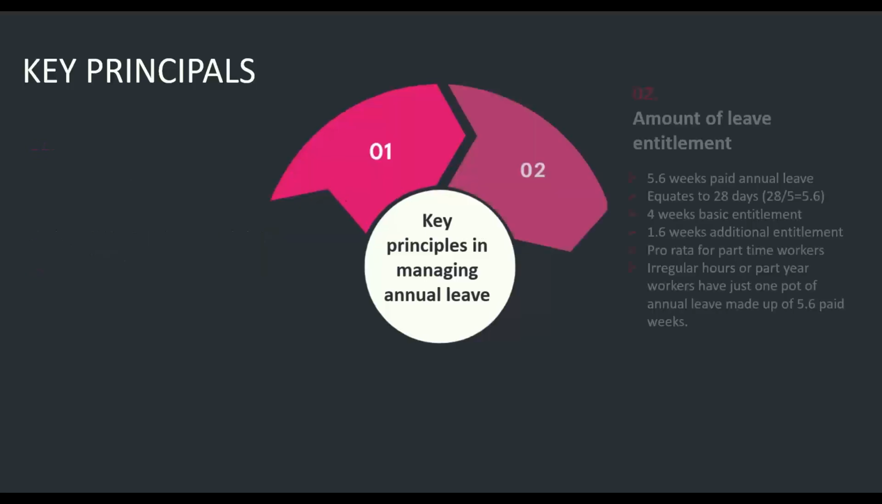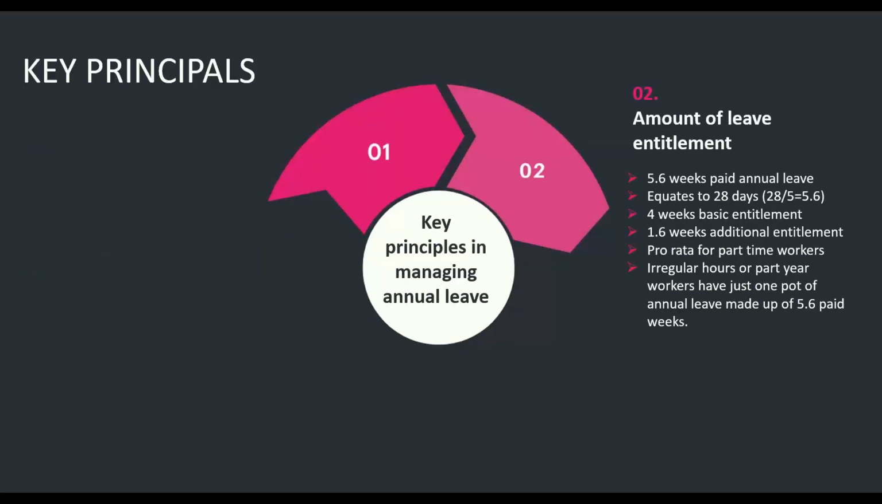When we think about the amount of annual leave, under the Working Time Regulations we have 5.6 weeks paid annual leave. We introduced the Working Time Regulations on the back of the European derived Working Time Directive. In the UK, we all receive that basic 5.6 weeks of paid annual leave, which is the same as saying 28 days, because if you divide 28 days by your 5 days of a working week, that gets you back to 5.6 weeks. The law refers to 5.6 weeks in writing.